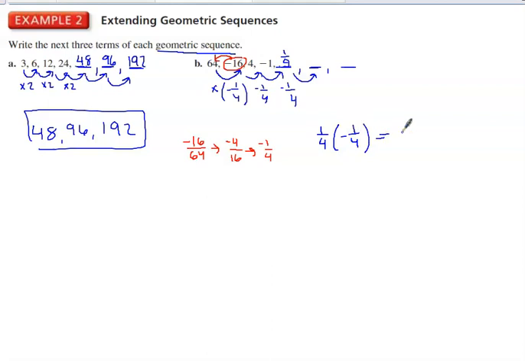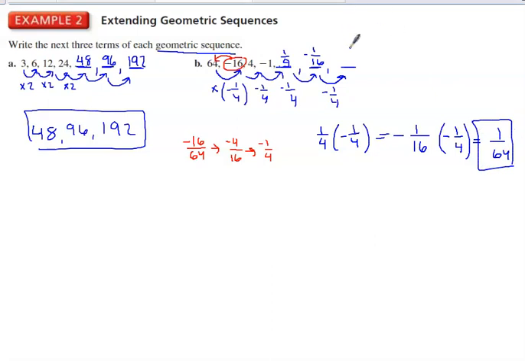To get from 1/4 to our next number, I need to take 1/4 and multiply by -1/4 again. When I multiply, positive times negative is negative. On top, 1 times 1 is 1, and on bottom, 4 times 4 is 16. So this would be -1/16. I need to multiply by -1/4 again to get that third number. So I take my -1/16 and multiply by -1/4. Negative times negative is positive. 1 times 1 is 1. 16 times 4 is 64. So my third number is 1/64. So the 3 numbers are 1/4, -1/16, and 1/64.